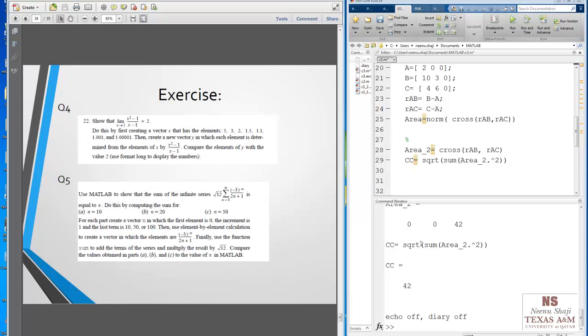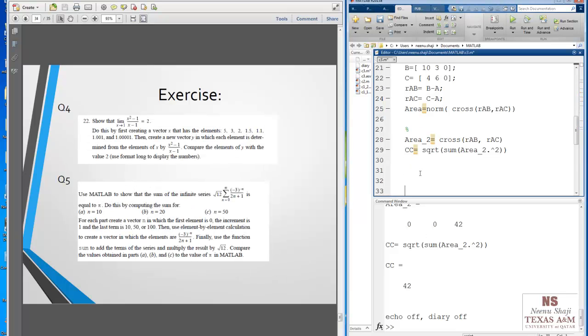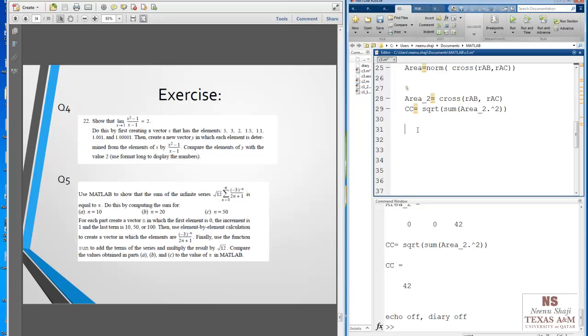Question 4 is about limits. Show that the limit x tends to 1 for this function is equal to 2. So we have x values 5, 3, 2, 1.5, 1.1, 1.001, 1.00001. We have to use format long to display the answers.